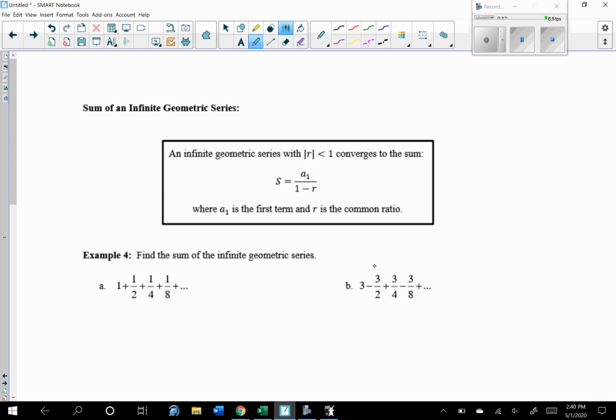All right, so for the next part, the sum of an infinite geometric series is this formula right here. And of course, that's only for when your common ratio, the absolute value, is less than 1. That's when it converges to a sum. So a sub 1 is the first term and r is the common ratio.